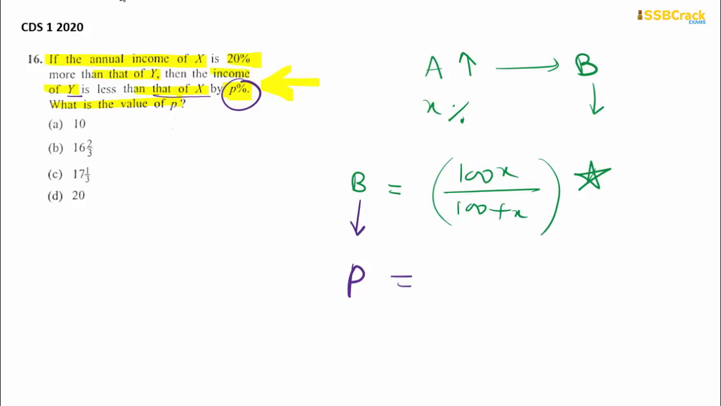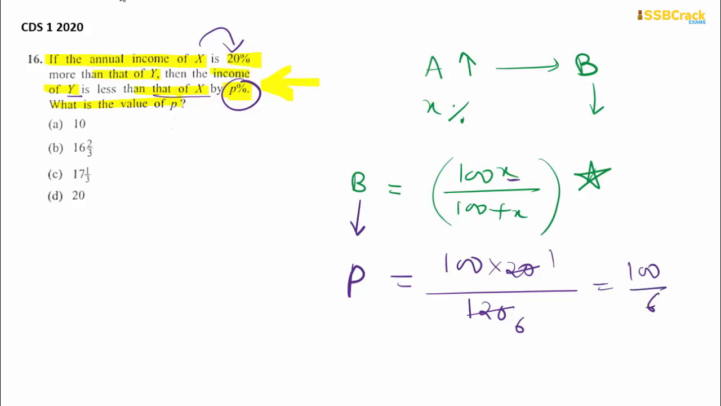So simply you needed to equate that p is equal to 100x upon 100 plus x. What is this x? The mentioned quantity, how much percent it was more with respect to the second? 20%. So 100 into 20 upon 100 plus 20, which is 120, right? So 100 by 6. जो answer है इसका आपका mixed fraction मिलेगा 16 2 by 3. So option was B for this question.